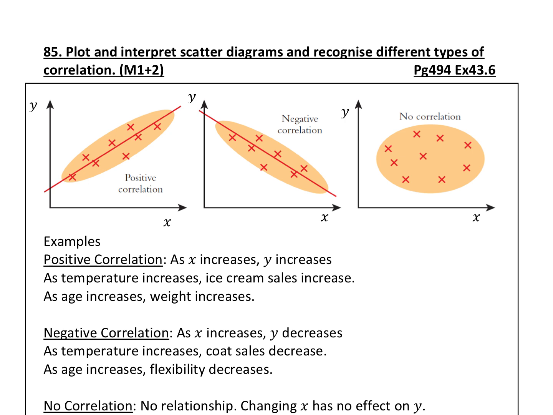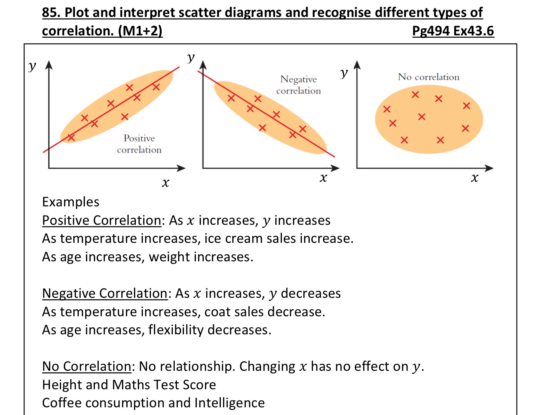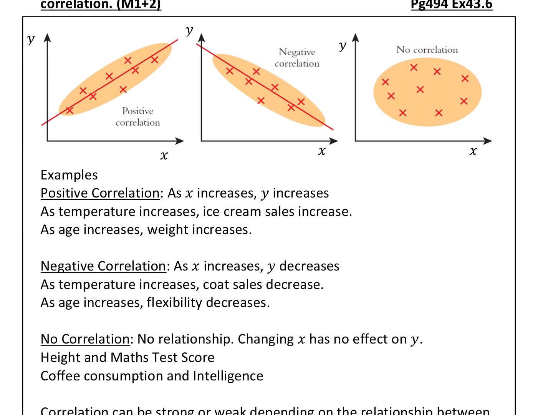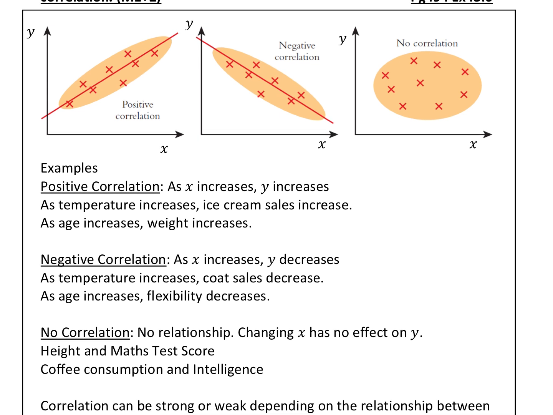So the last one is no correlation. That's where there's no link. If you increase or decrease the x variable, it's just at random what happens to the y variable. So changing x has no effect on y. So height and maths test scores would have no correlation, and coffee consumption and intelligence would have no correlation.